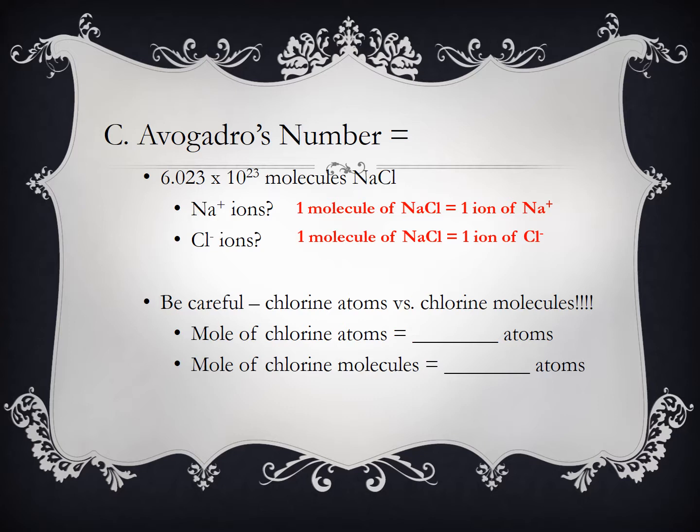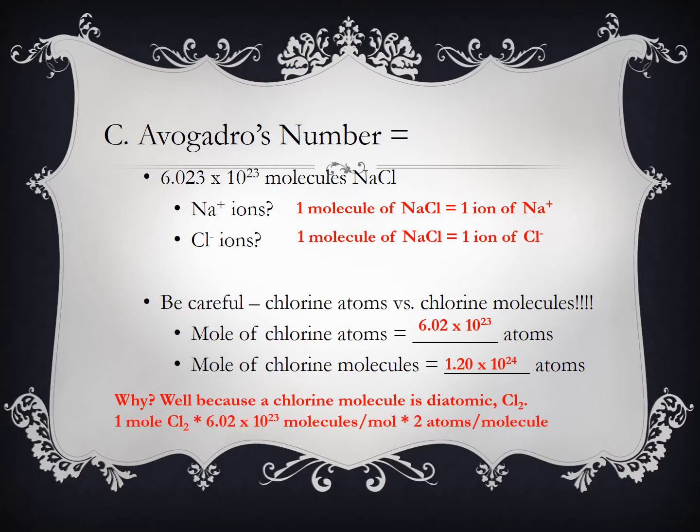If I had a mole of chlorine atoms, that's single atoms, so it would be 6.02 times 10 to the 23 atoms. Now if I had a mole of chlorine molecules, the molecule is made up of two atoms, so that's why it's 1.2 times 10 to the 24. It's twice as much as the 6.02 number, because chlorine is diatomic. It's one of the 7 diatomic elements that you need to know. So showing the math, you have 2 times the 6.02 times 10 to the 23 number.